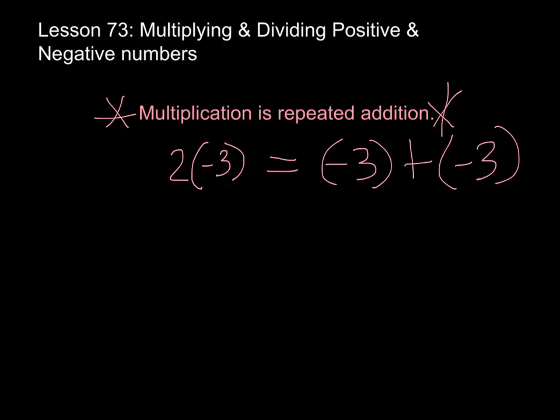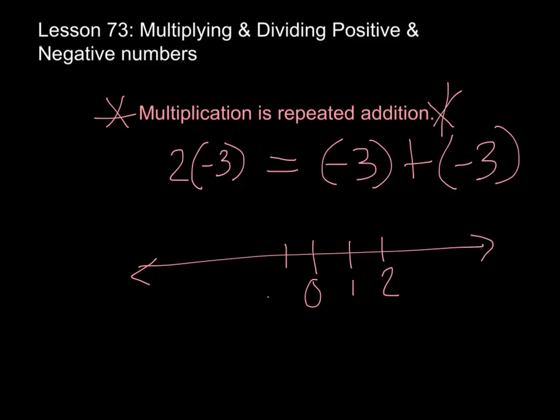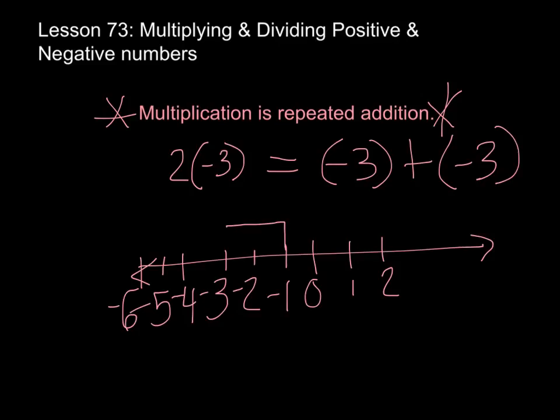Let's take a look at a number line. If we go negative 3 two times, negative 3 and another negative 3, we're ending right at negative 6. The first one is negative 3, this is also negative 3, so therefore we end up at negative 6. So a positive 2 times a negative 3 is a negative 6.